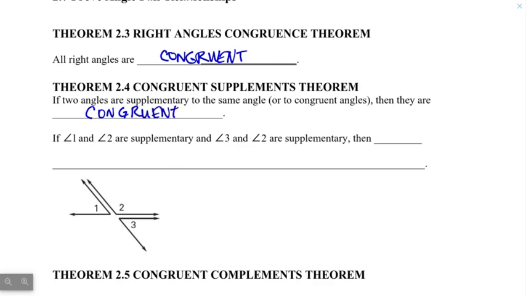So this theorem isn't quite self-explanatory. It's a little bit confusing, in fact, when we look at just the words. So let's take a look at this diagram below, and let's look at the next statement that we see here. So this is saying that if angle 1 and angle 2 are supplementary, so we know those two angles add to 180, and we know that angle 3 and angle 2 are supplementary, so those add to 180 as well, then we know that angle 1 and angle 3 have to be congruent.